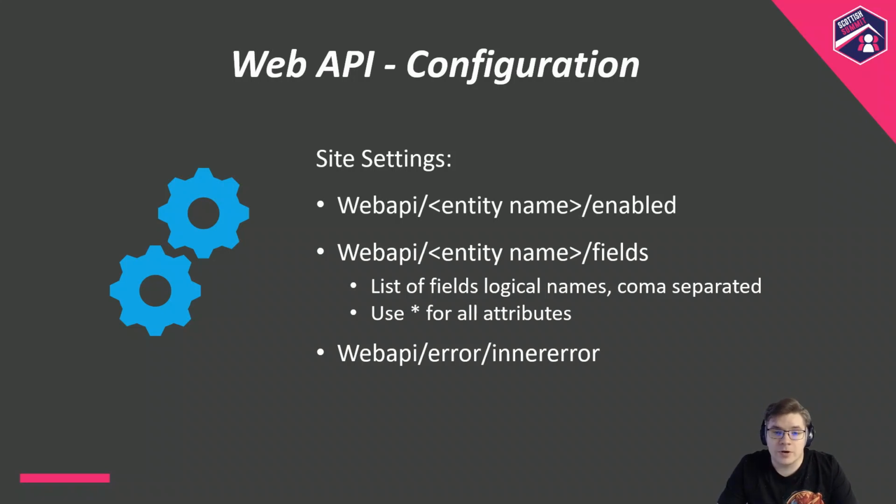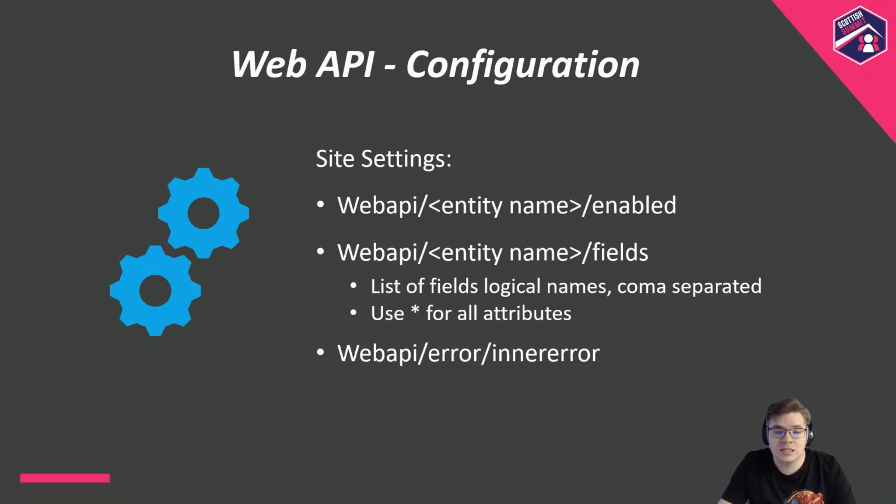Now let's talk about configurations. To configure Web API, for now there is no fancy user interface. You need to work with good old site settings. For those who don't know, site settings are records in your Dataverse that configure portal behavior and allow or disallow some features. To enable an entity, first you need to create a site setting with the name Web API / entity name / enable. If you don't create the setting, this entity won't be available to be used in Web API.